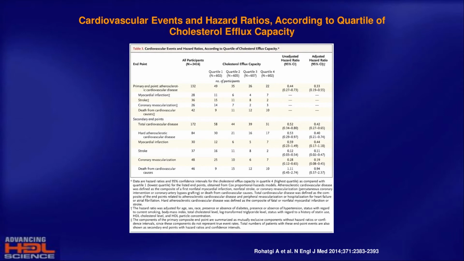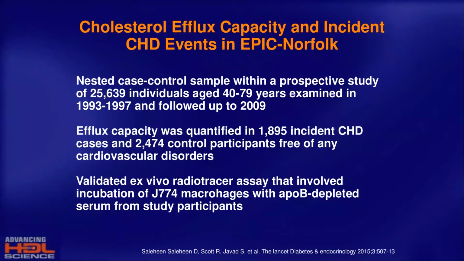This slide breaks down the different endpoints. We see the adjusted hazard ratio. We discussed 0.33 for total cardiovascular events, and it remains significant for the different components of the cardiovascular events, including myocardial infarction, well, it tended to be significant, 0.44, stroke, 0.11, revascularization, 0.19, although death from cardiovascular disease was not associated in this study.